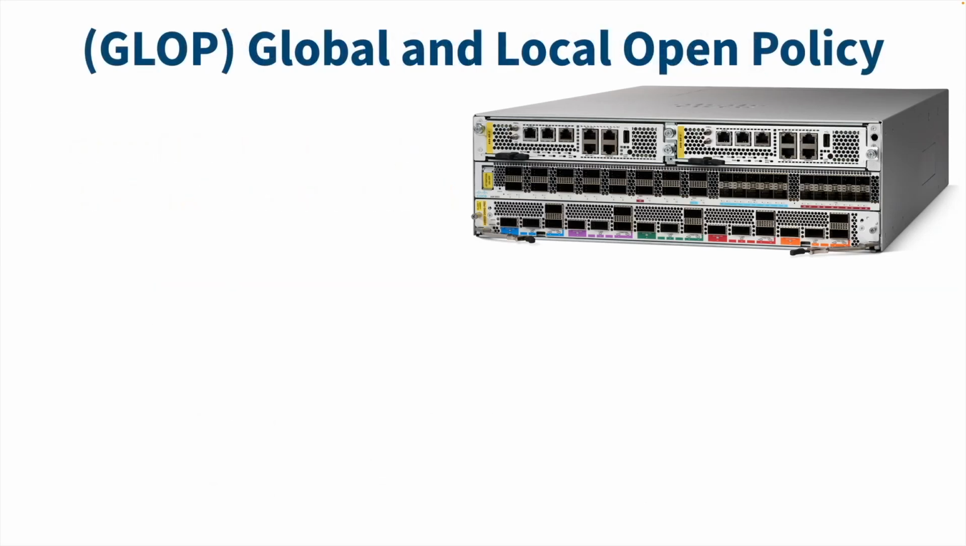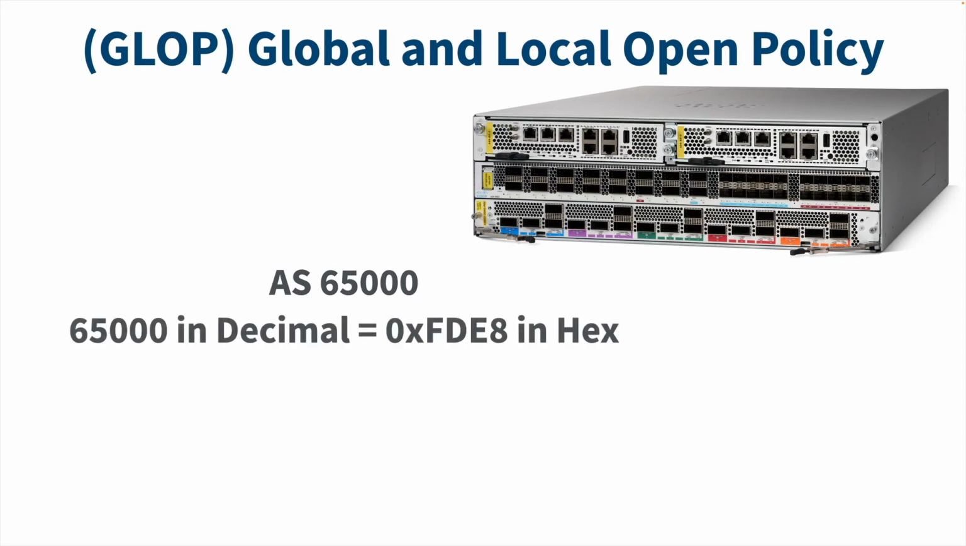Now let's back up for a second and talk about how we can calculate a glop address based on our BGP autonomous system number. And glop, by the way, that stands for Global and Local Open Policy. And as an example, let's imagine that we have an autonomous system number of 65,000. Well, the first thing we do is convert that decimal value of 65,000 into hexadecimal. And using a calculator, you can quickly determine that in hex, that is an FDE8.